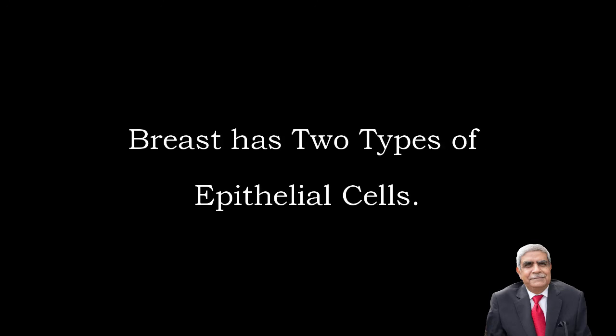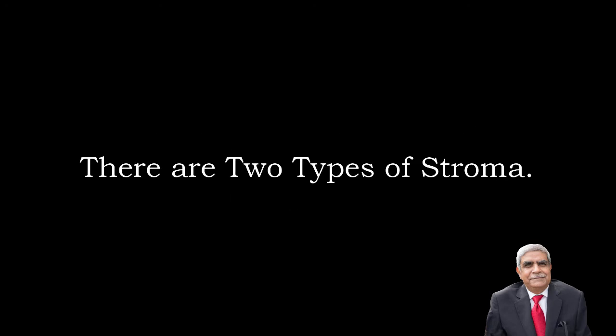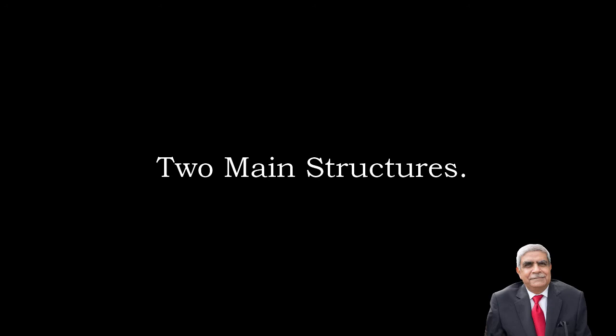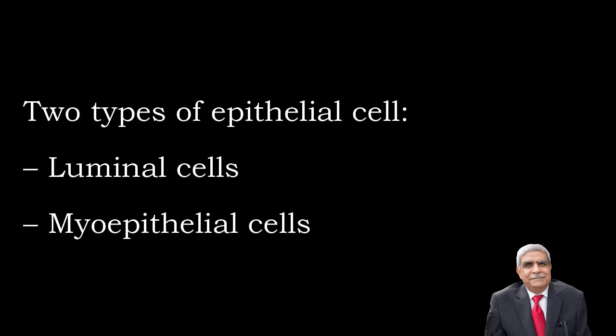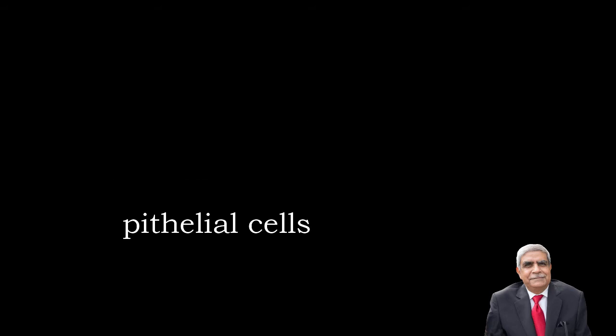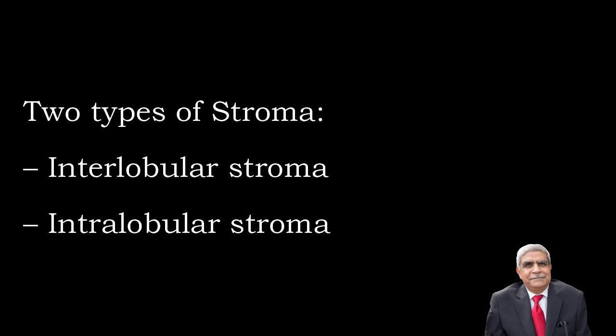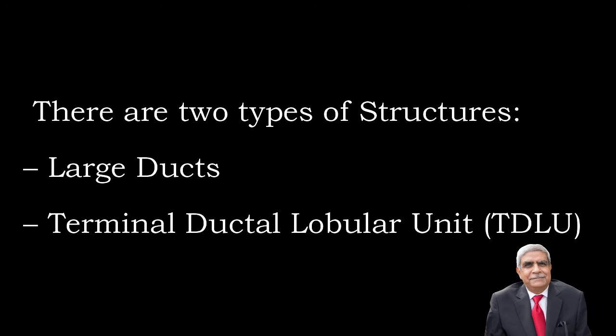Now, if you remember the rule of two, it will be a little easier to remember the histology of breast. That is, two types of epithelial cells, two types of stroma, and two types of structures. Two types of epithelial cells, that is luminal cells and myoepithelial cells; two types of stroma, interlobular stroma and intralobular stroma; two types of structures, large ducts and terminal ductal lobular unit.